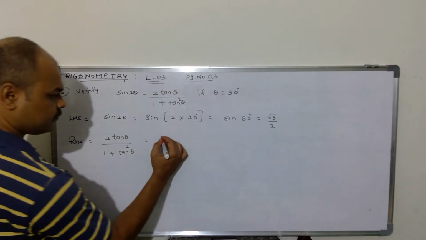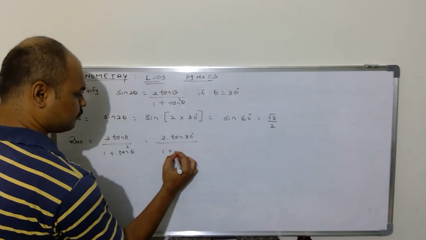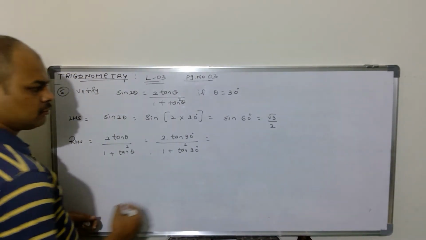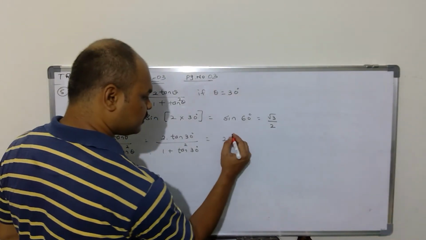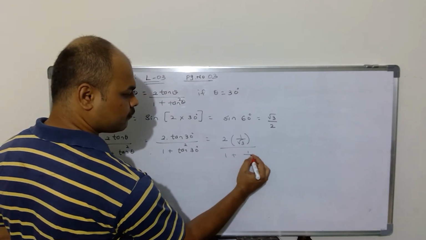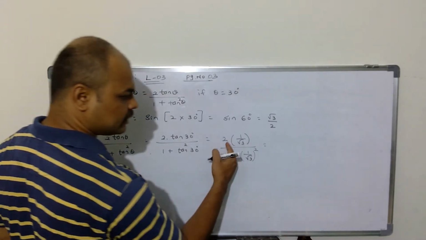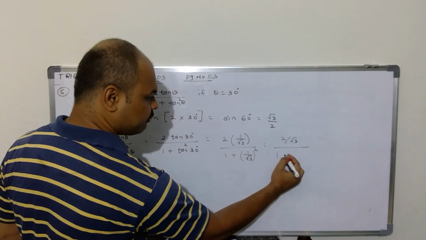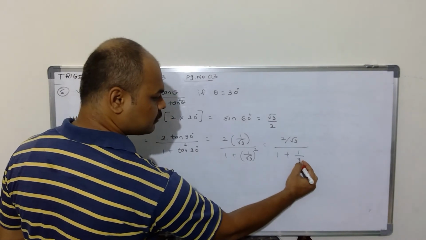Same process. Now let's put down these values. Tan 30 degree, in that table the answer is 1 by root 3. Now let us simplify. That should be in the numerator as 2 by root 3. In the denominator, first of all we simplify with the square. So that will be 1 square 1, root 3 square 3.